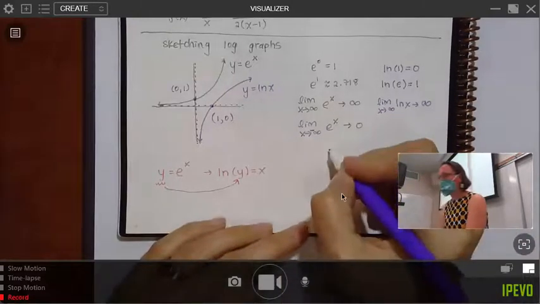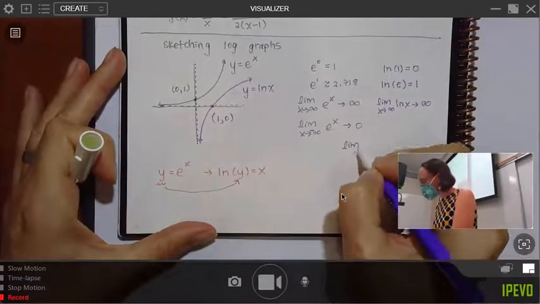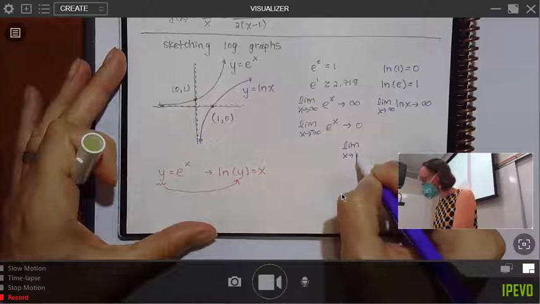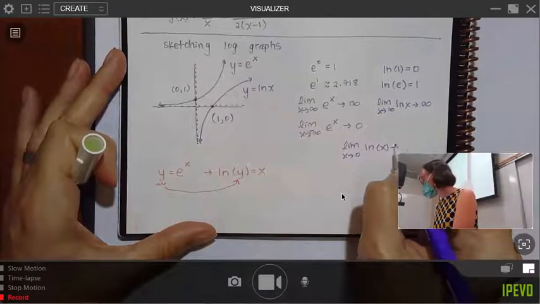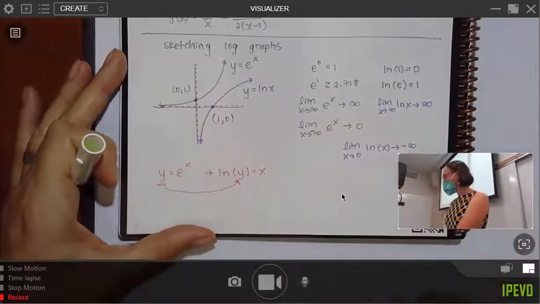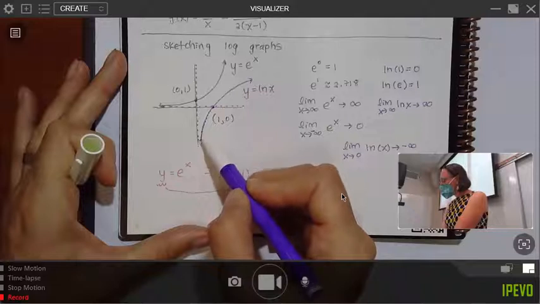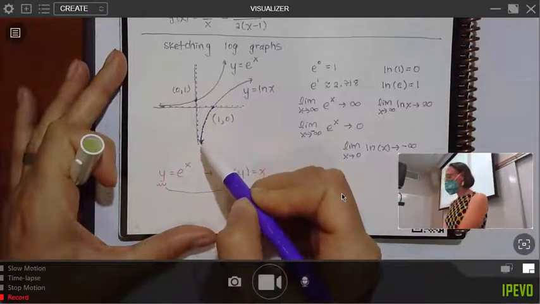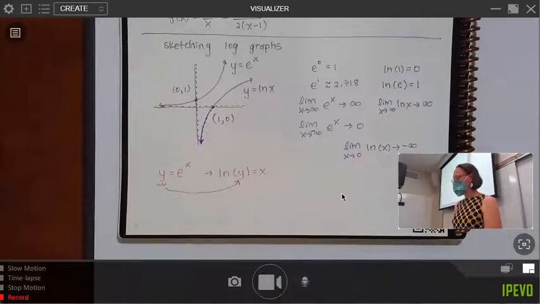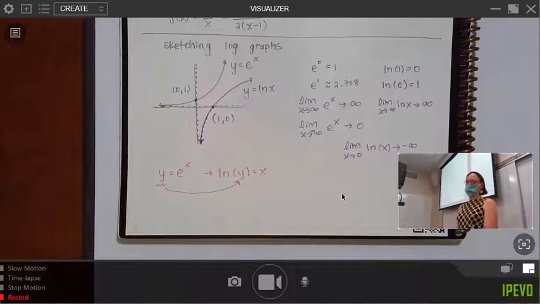The limit of interest for the natural log is to look at the limit as x approaches 0 of natural log of x. And here our answer is negative infinity. So as we get closer to 0 on the axis here, our y values are headed down to negative infinity. So that's sort of our equivalent limit of interest for logs.